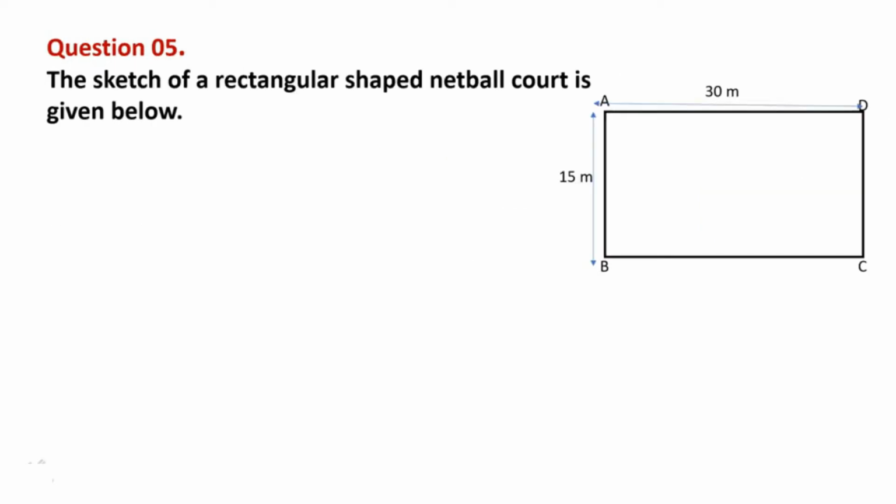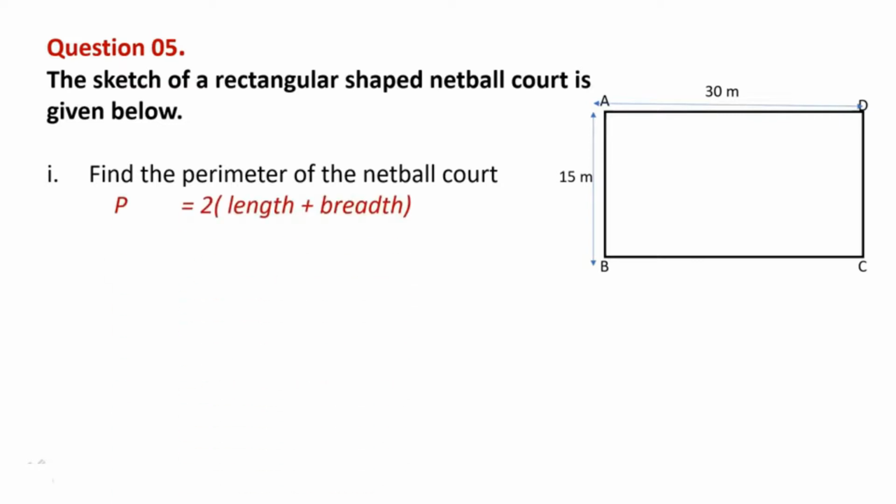Here we go to the fifth question of this video. The sketch of a rectangle shaped netball court is given below. Fine. Then the first part of the question is to find out the perimeter of the netball court, which is very easy. This is a rectangle. Perimeter of rectangle is 2 times the sum of length and breadth, that is equal to 90 meters.